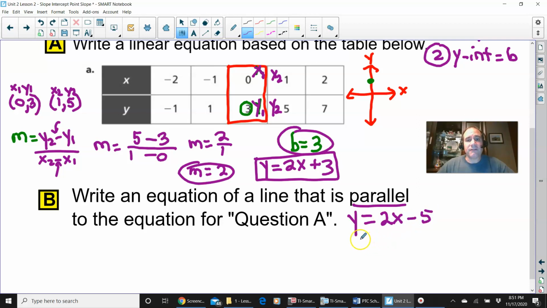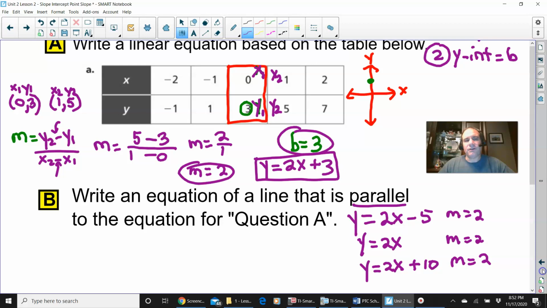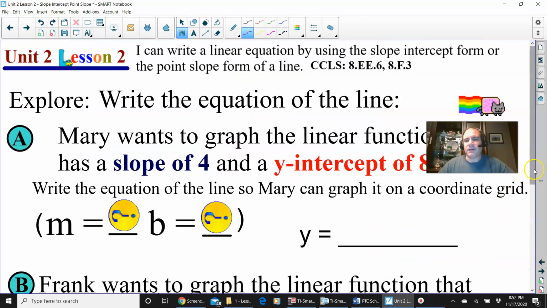That's okay, that's parallel. Y equals 2x, that would be parallel. Y equals 2x plus 10, that's parallel. As long as the slope is the same, m equals 2, m equals 2, m equals 2, that means these lines are all parallel to this one and to each other. All right, so that is that question.